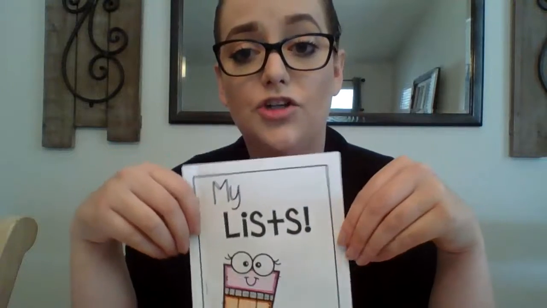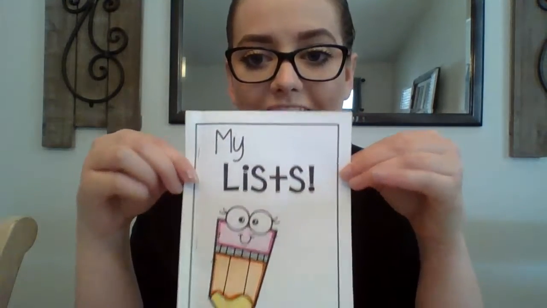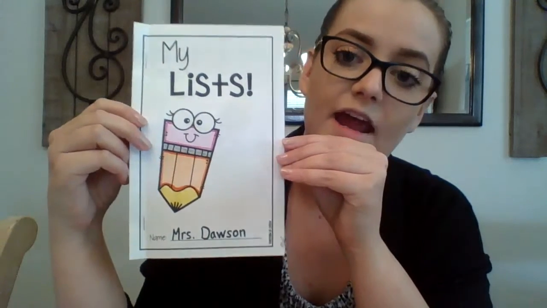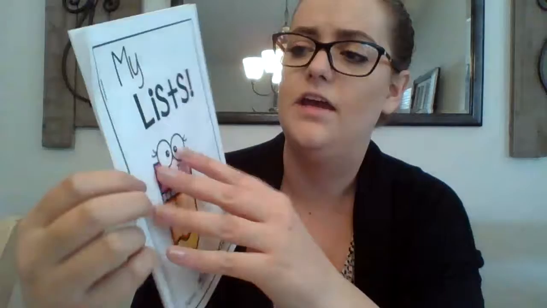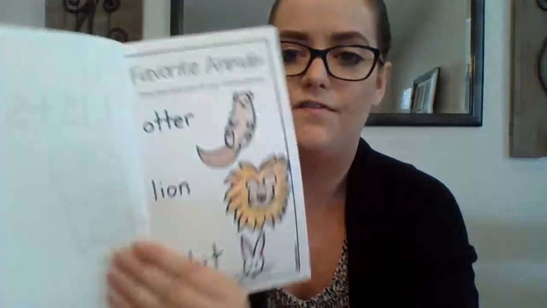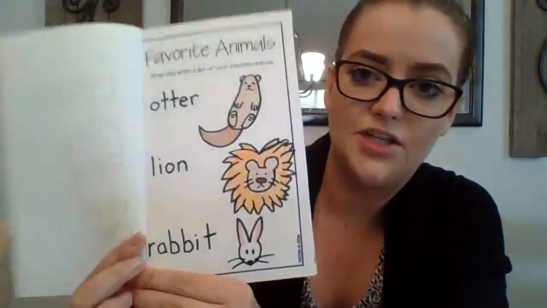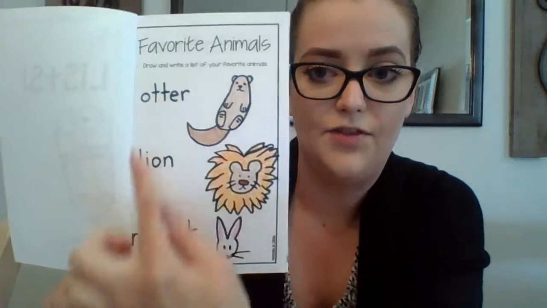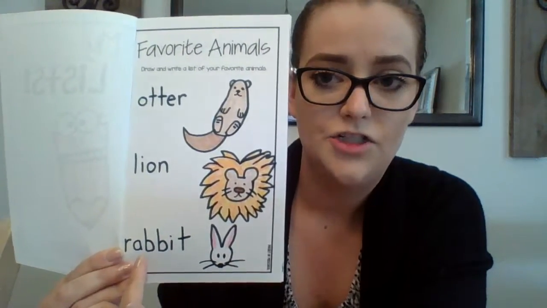For my journal today, we're actually going to a new format. We're no longer journaling, but we're creating lists. So it looks kind of like this. It says my lists, and I wrote my name. So one of the first topics for today was our favorite animals. So Mrs. Dawson decided that she was going to pick 3. She created a list of 3 animal names. She wrote them down.